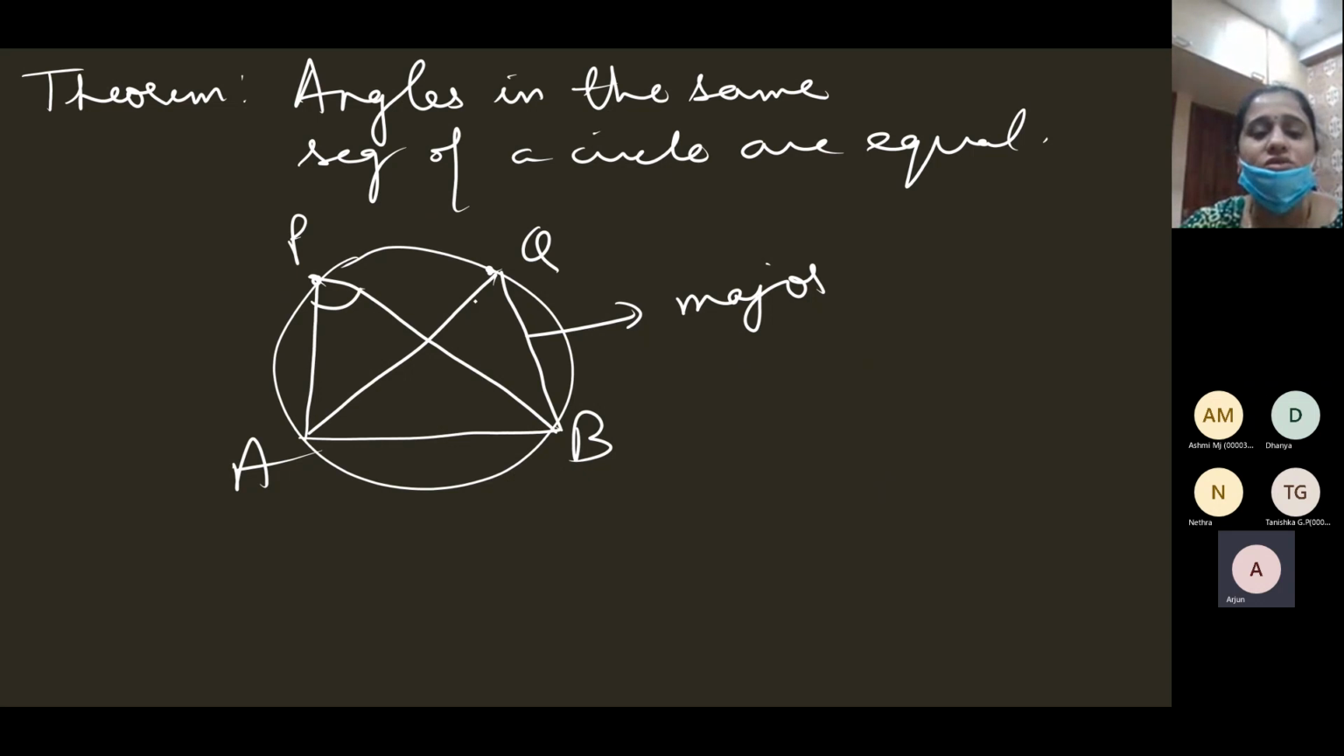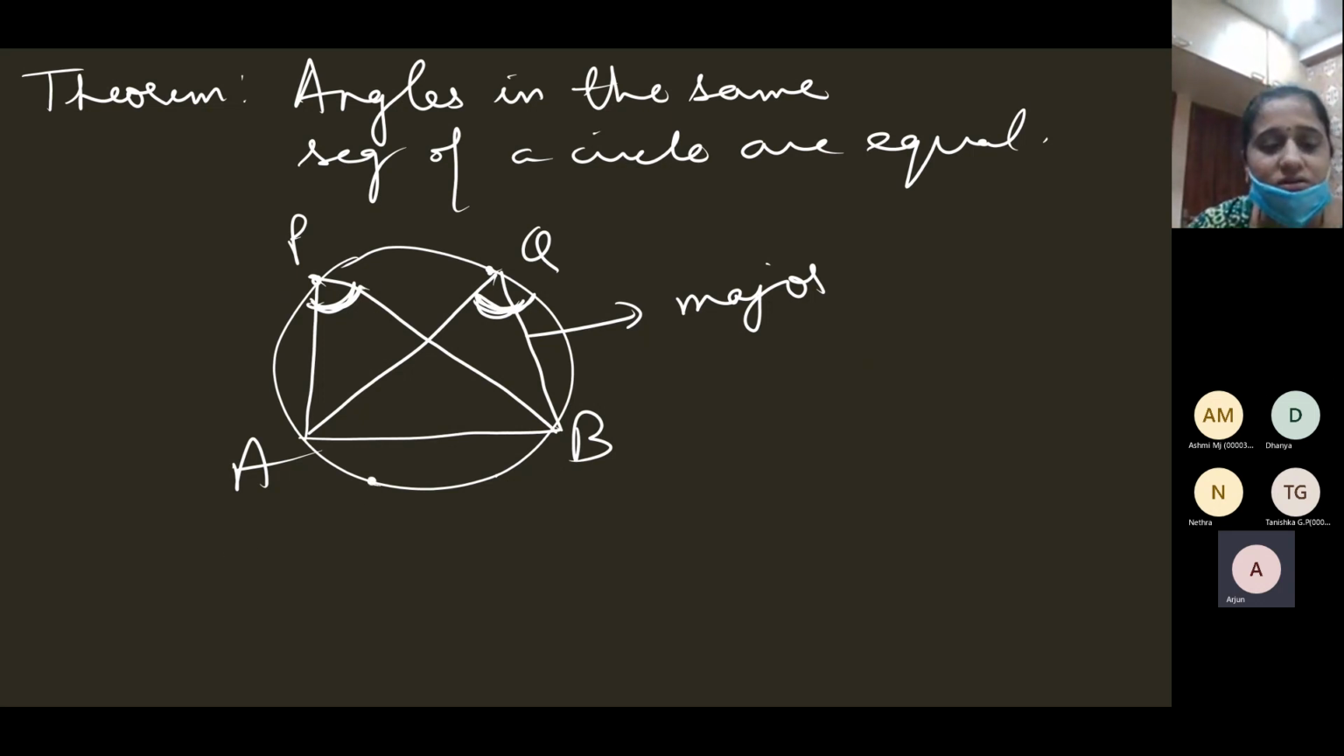Now this angle is equal to this angle, because they're in the same segment of the circle. Both the angles are formed on the major arc, so they're equal. Angles in the same segment of a circle are equal. So the measure of this angle will be the same as the measure of this angle.